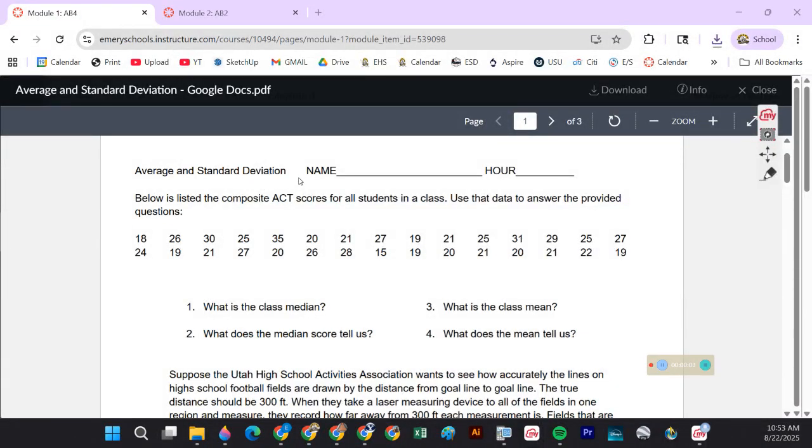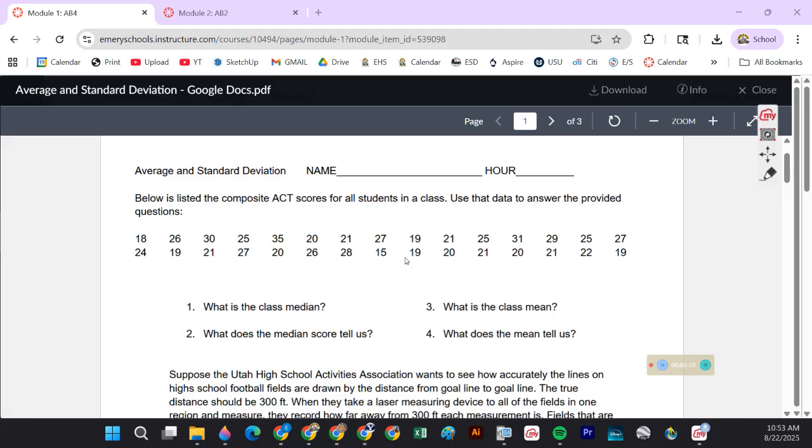Okay, we're working on the average and standard deviation worksheet. So here you have a list of composite ACT scores for students in the class, and you need to use that information to answer these 4 questions. What is the median, and what does the median tell us? What is the mean, and what does the mean tell us? So I'm going to pause the video. You guys do the calculations, then I'm going to turn the video back on.